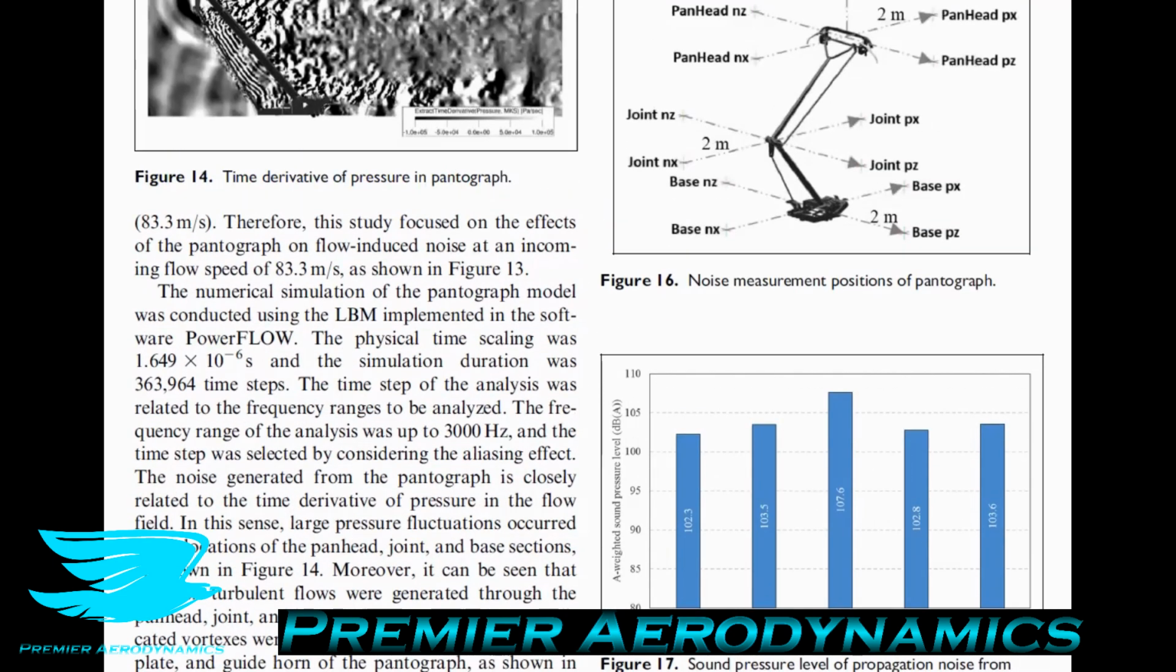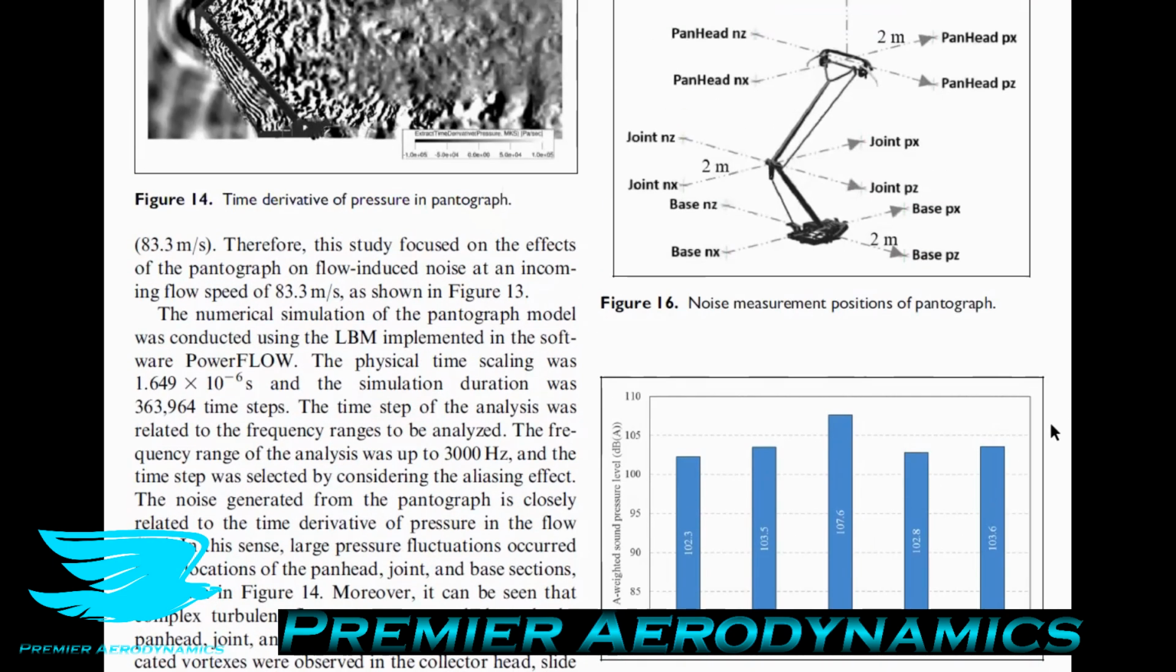And what they show here is that the sound pressure level propagating from the panhead section is different depending on the direction. So if it's propagating in the X direction, the same direction that the train is traveling, it is actually the lowest noise out of all the different directions. The highest noise propagation is the PX, which is behind the train. So that's important to know. And then the other noise is different depending on the direction you are compared to the train, and they range between 102.3 to 107.6 decibel A's.